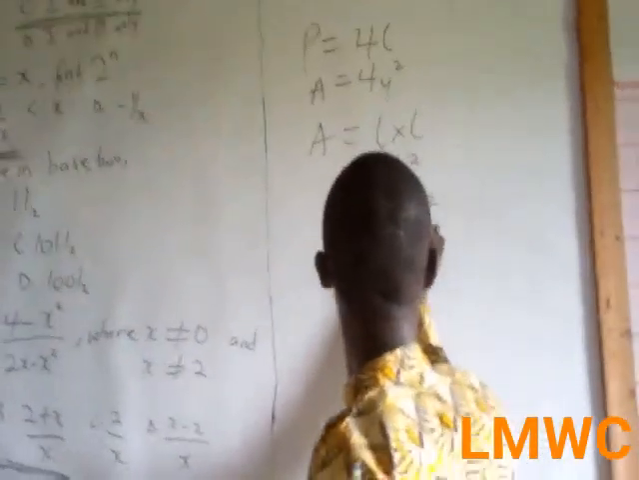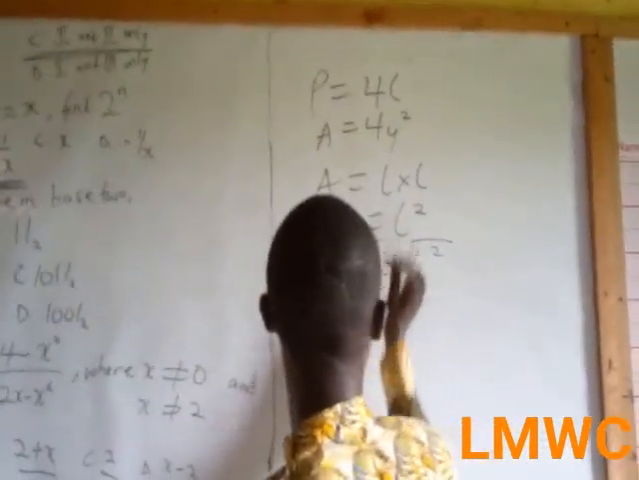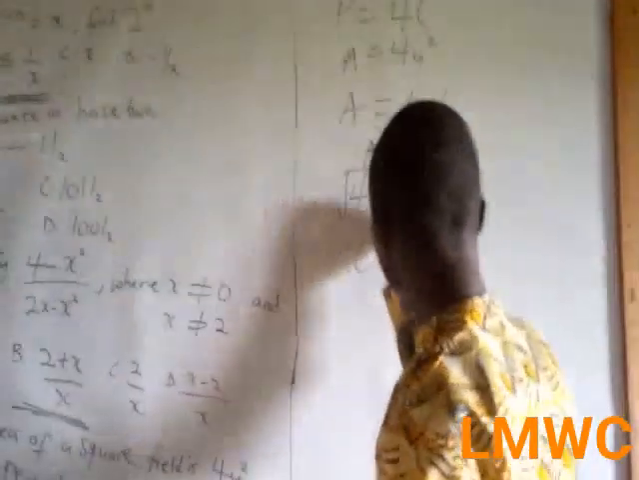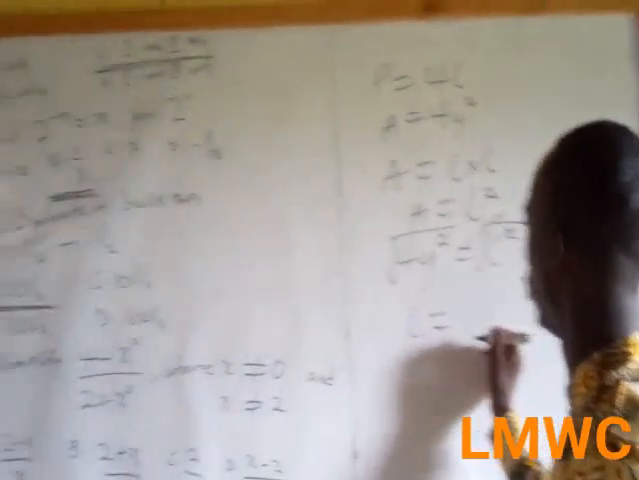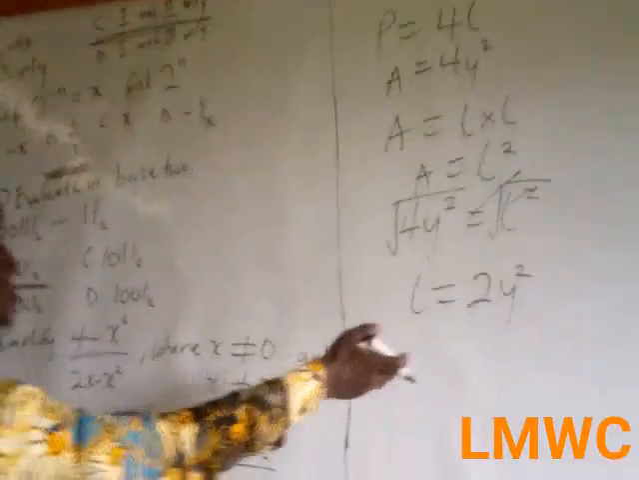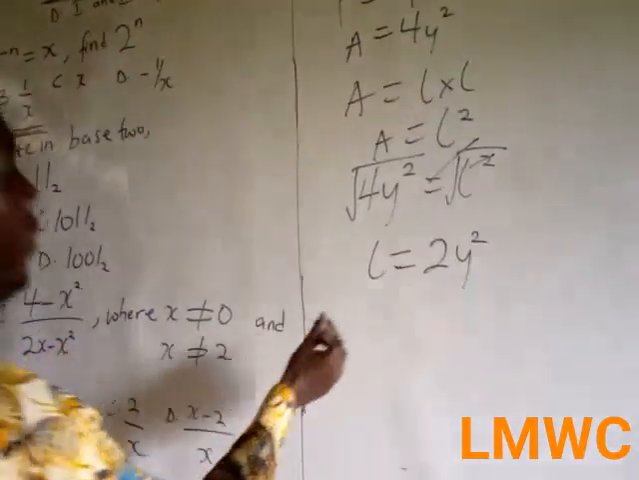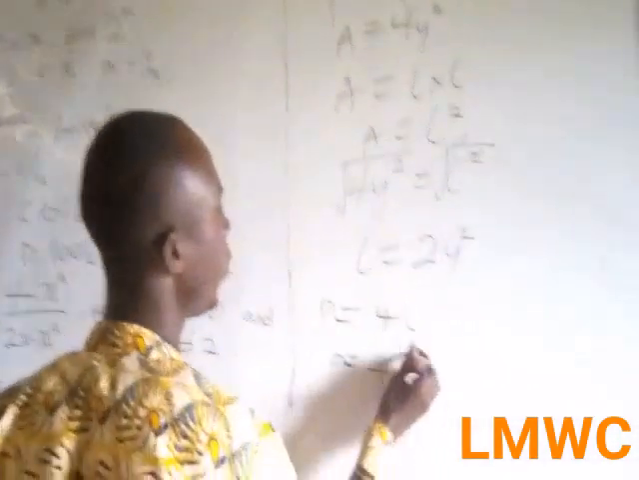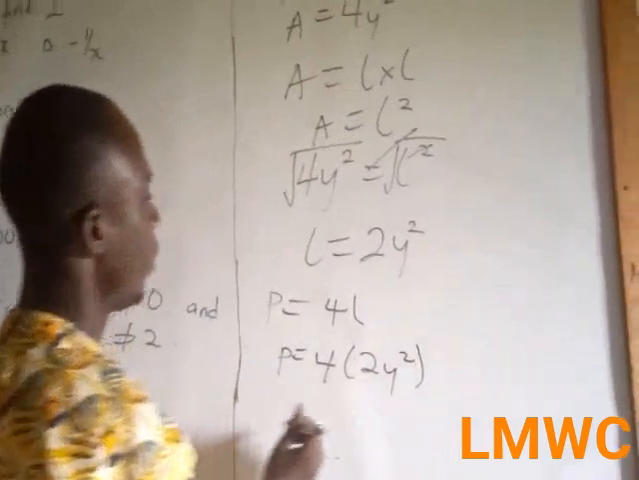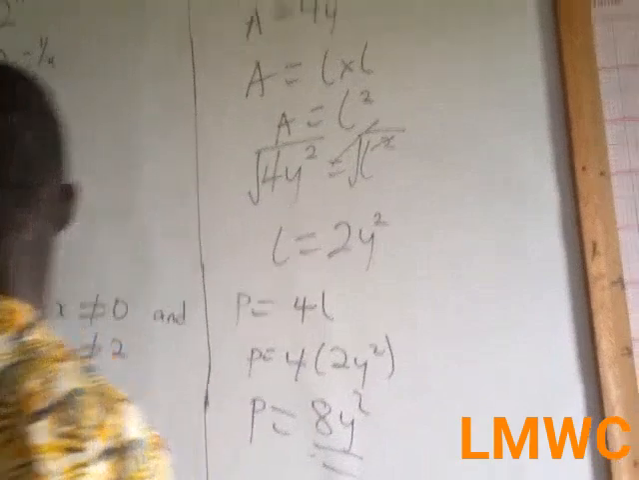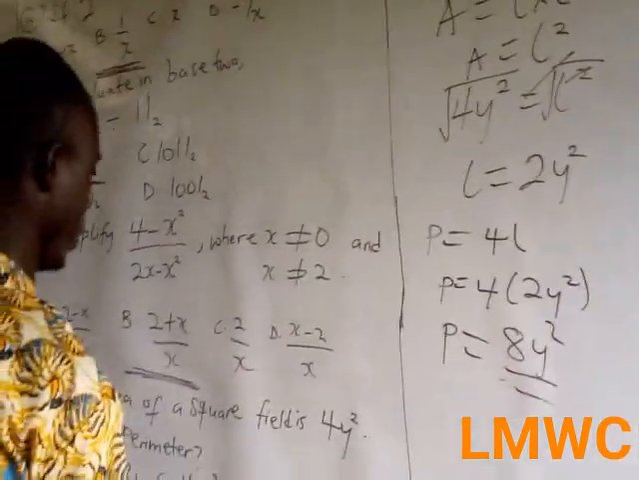So to get L, you square root both sides. So this will cancel this. L is equal to root 4y squared. Root 4 is what? 2. So we have our length as 2y, and perimeter is equal to 4L. So P is equal to 4 times 2y, which is 8y. So our answer is 8y, D. So let's move on to question 18.